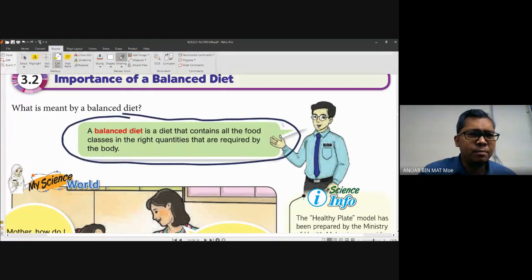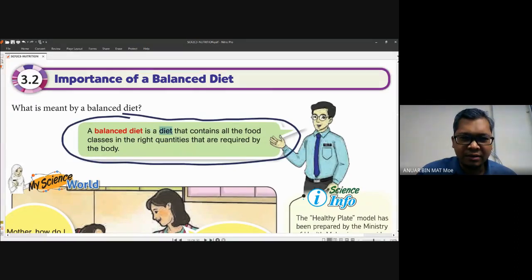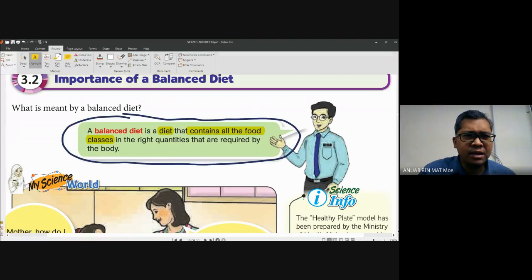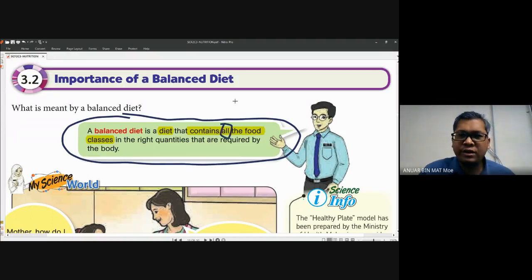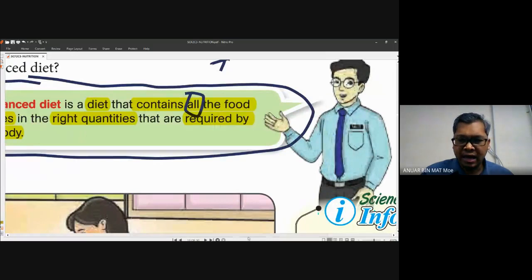You can write here that balanced diet is the diet. Diet is the food. It consists of many types of food that contain all the food classes, meaning all 7, from carbohydrate to water. It must contain all the food classes in the right quantities that are required by the body. This is what we call a balanced diet.